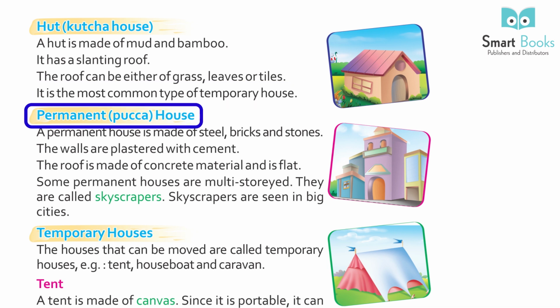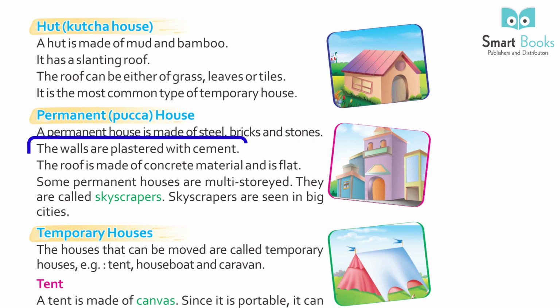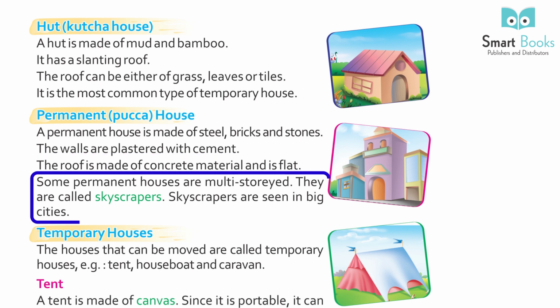Permanent, pakka house. A permanent house is made of steel, bricks and stones. The walls are plastered with cement. The roof is made of concrete material and is flat. Some permanent houses are multi-stored. They are called skyscrapers. Skyscrapers are seen in big cities.